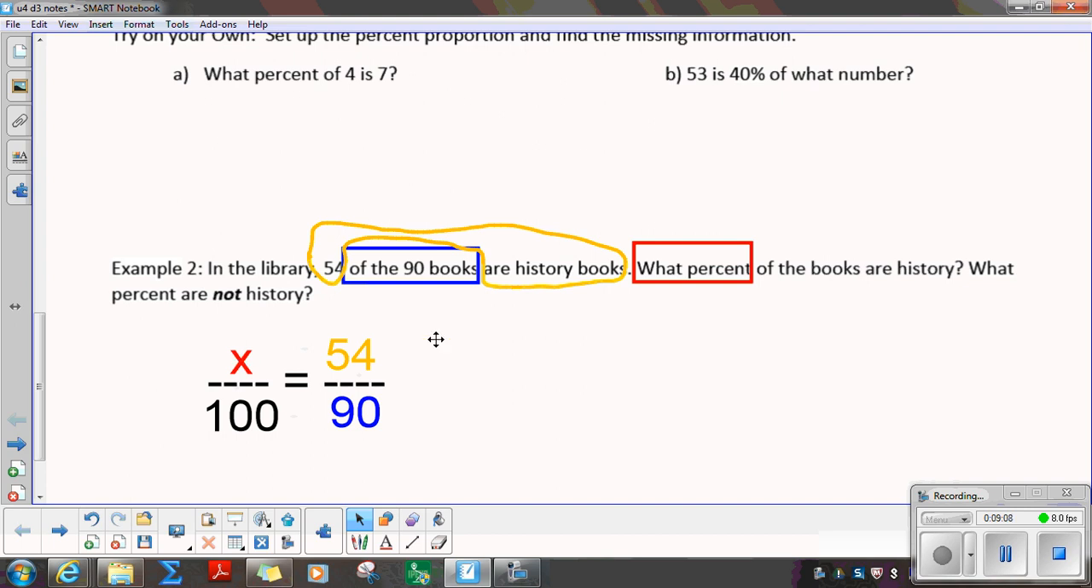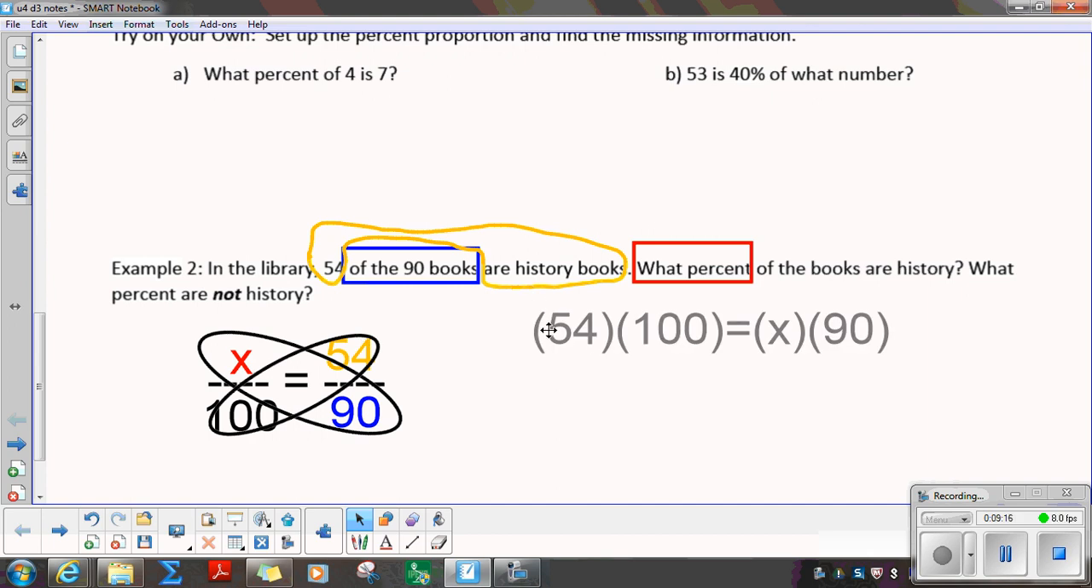Okay, now that I've set up my proportion, I go ahead and cross multiply. So x times 90 and 54 times 100. And then I'm going to make sure those are set equal to each other. I'm going to multiply them together. So I get 5400 equals 90x.